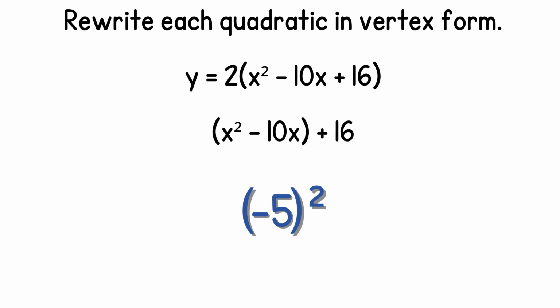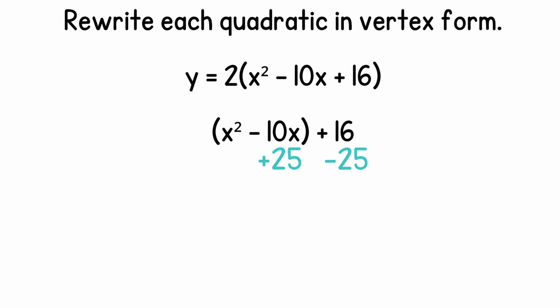If we square negative 5, we get 25. So we'll add this to our parentheses and subtract it from our constant. So we get x squared minus 10x plus 25 minus 9. We'll put this in factored form of (x minus 5) squared. And now we can put this back up to our original equation. So in vertex form, we have y equals 2 times (x minus 5) squared minus 9.